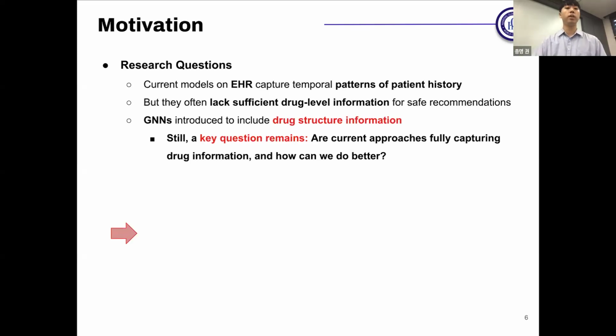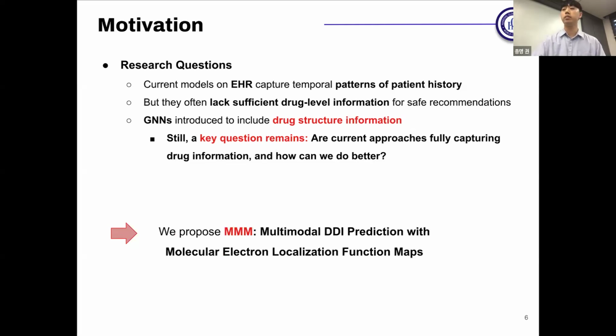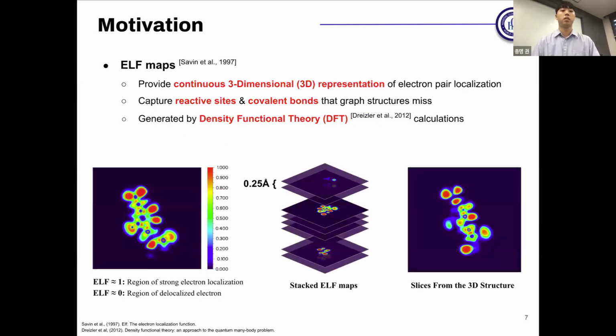So our key research question is: are current approaches fully capturing drug information, and how can we do better? To answer this, we propose MMM. To the best of our knowledge, this is the first framework to apply quantum chemical ERF maps for multimodal drug recommendation. To realize this idea, MMM leverages ERF maps. ERF provides a continuous 3D representation of electron pair localization, capturing reactive sites and covalent bonds that graph structures miss.